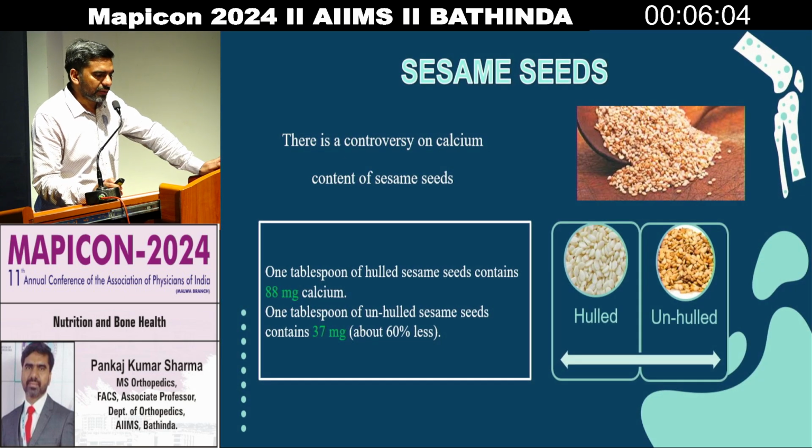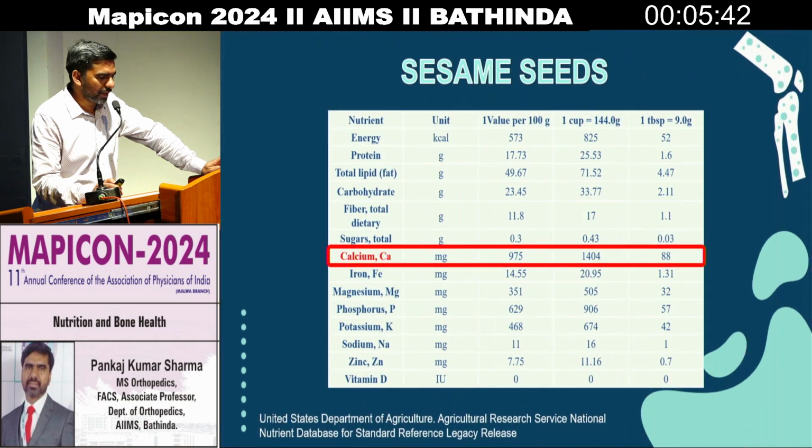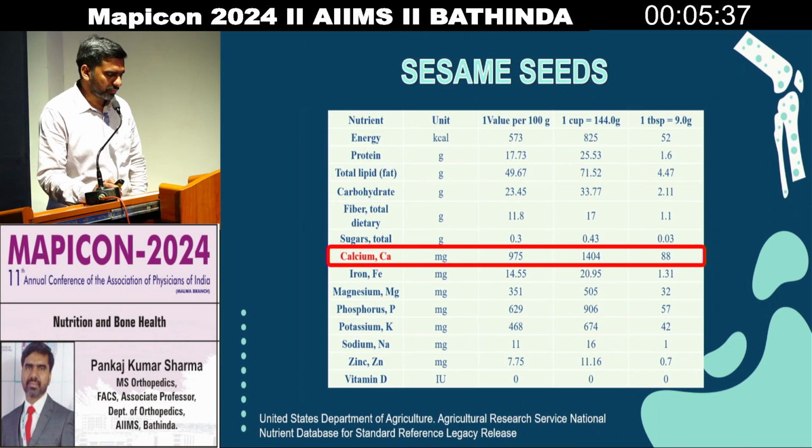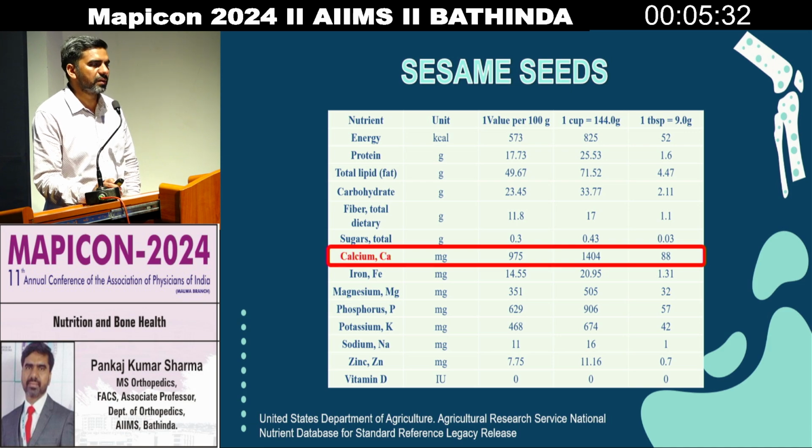There is a good thing in India, sesame seeds, which can be easily consumed and have a good amount of calcium. Even 1 tablespoon contains around 88 milligram of calcium. Sesame seeds are very easily available. We can use them with a dietitian's opinion. You can see the calcium available per 100 gram and its bioavailability. Actually 60% is the bioavailability of this calcium, so you can take sesame seeds.